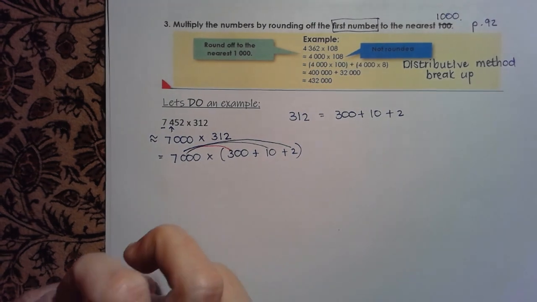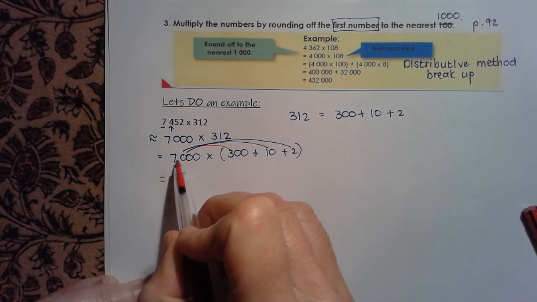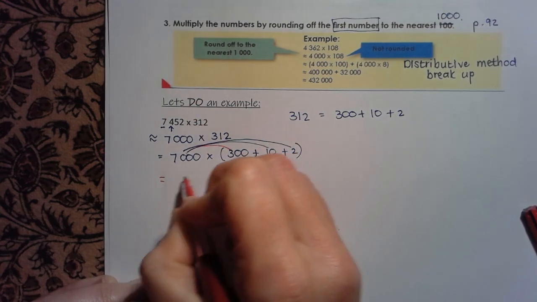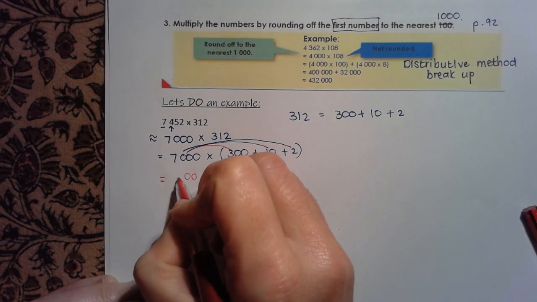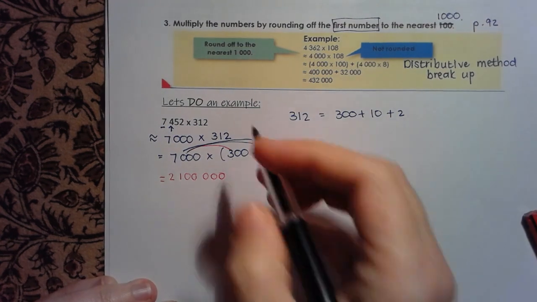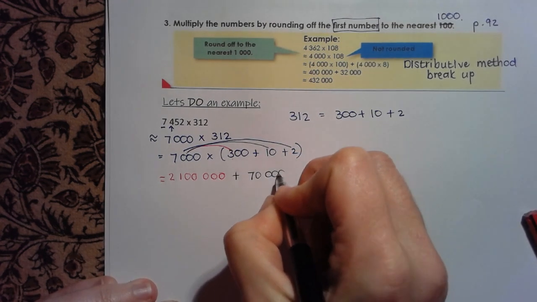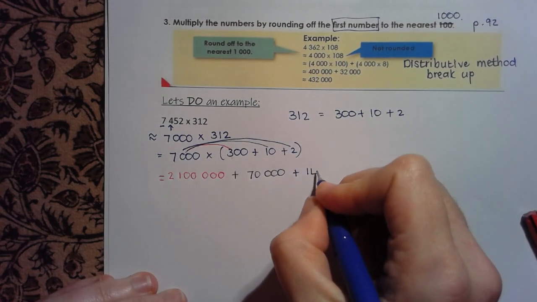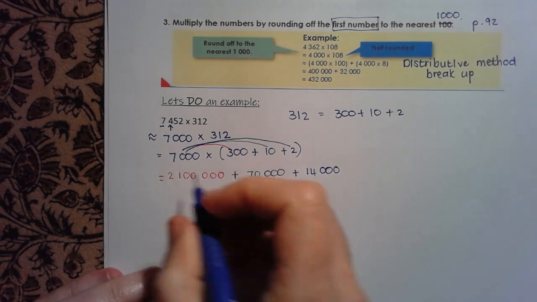Okay. Right, so now we're going to multiply, and 7 times 3 is 21. And now remember, when you multiply these two numbers, look at how many zeros you will have. 1, 2, 3, 4, 5. So it's 21 with 5 zeros. So it's 2,100,000. Okay, plus. And then 7,000 times 10 will be 70,000. Okay. And then 7,000 times 2 is 14,000.